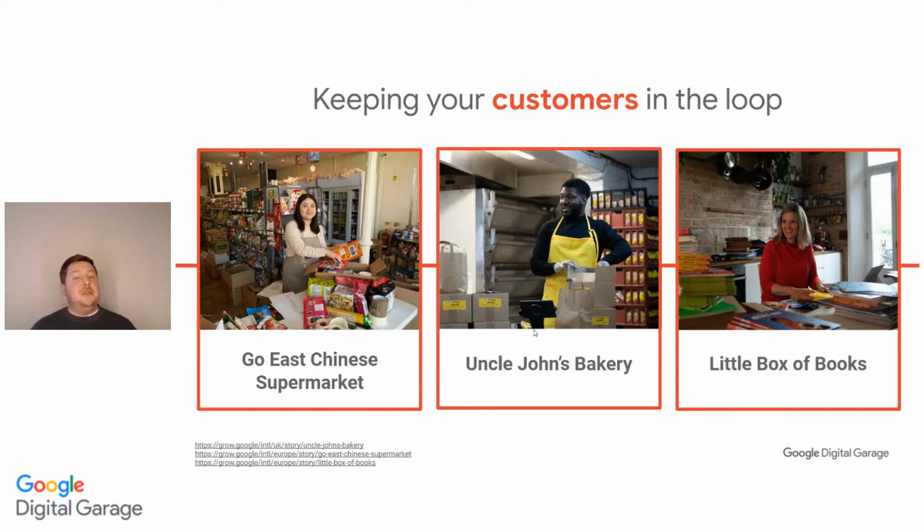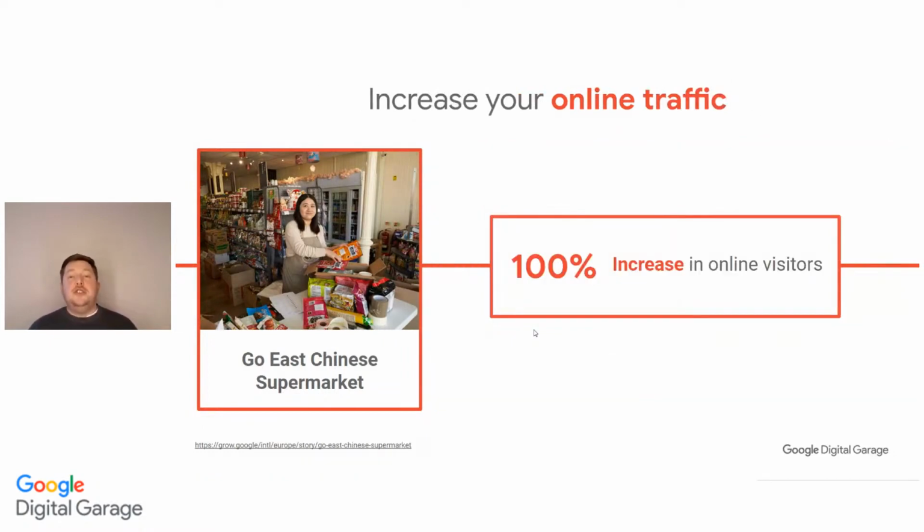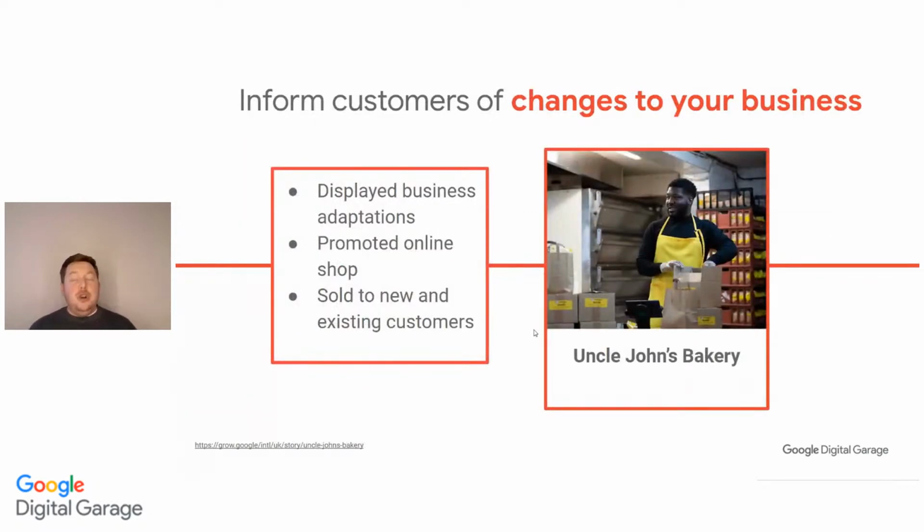So Go East Chinese Supermarket, Uncle John's Bakery, and Little Box of Books. Each one of these used this information to understand how people had got to them. So straight away, Go East Chinese Supermarket had a 100% increase in online visitors because she had another profile online for people to be able to actually look at. Uncle John's Bakery displayed the business adaptations. So when the business changed, when they changed opening hours. So imagine this, for example, during COVID. Imagine this at Christmas. Imagine this at New Year. Just little changes means that people can see when you're open.